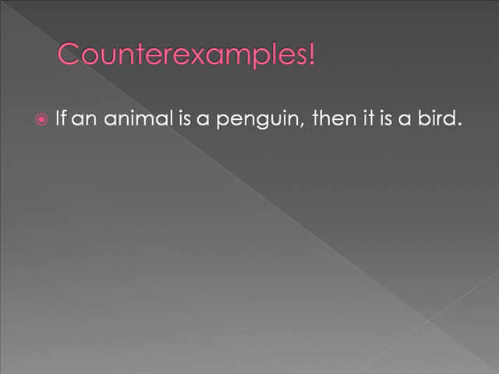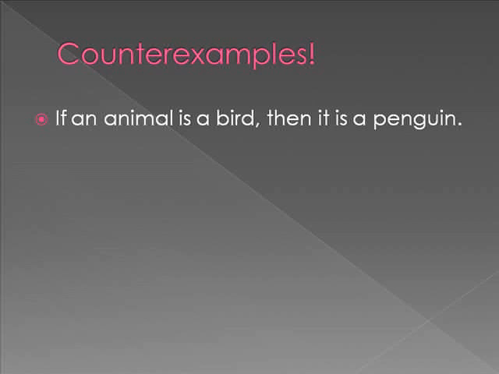Okay, so our original statement read, if an animal is a penguin, then it is a bird. So let's see, is this true or false? Is it always true? Let's think about that for a second. Yeah, it's always true. If an animal is a penguin, it has to be a bird. A penguin is a type of bird. Okay, let's go on.